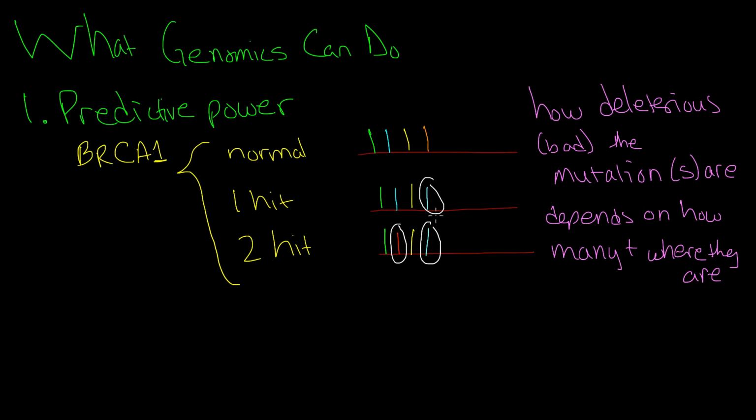So maybe this particular hit doesn't do anything bad. BRCA is able to function normally, the protein that it produces functions normally, it's all good. But in this two-hit case, even though this mutation isn't a problem, this one right here, maybe that's a really big problem, and that causes major issues, and that can lead to cancer.